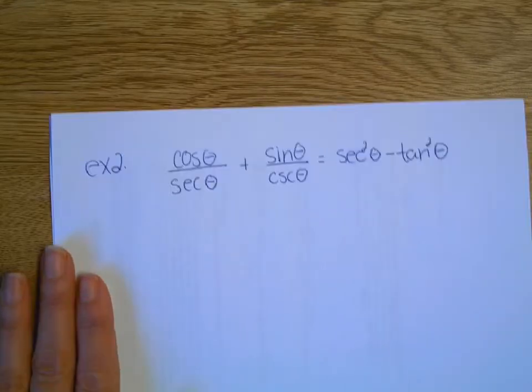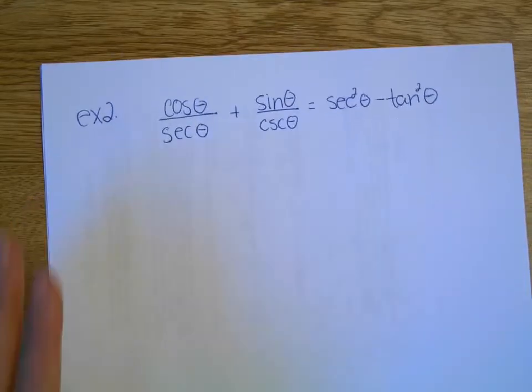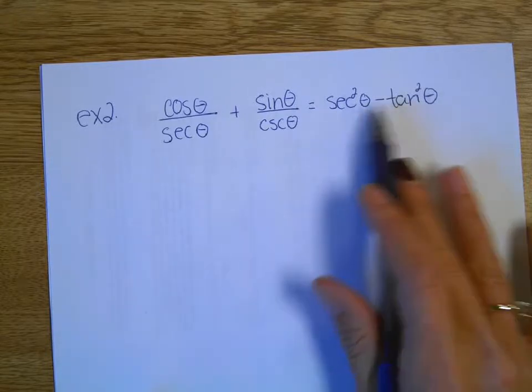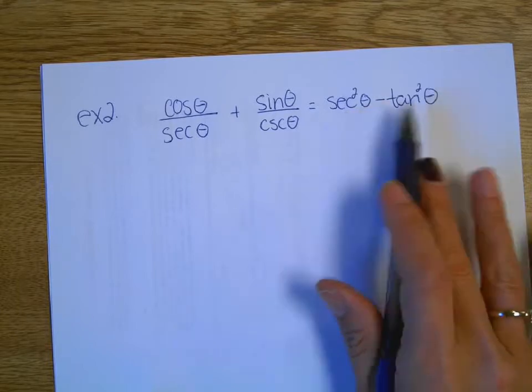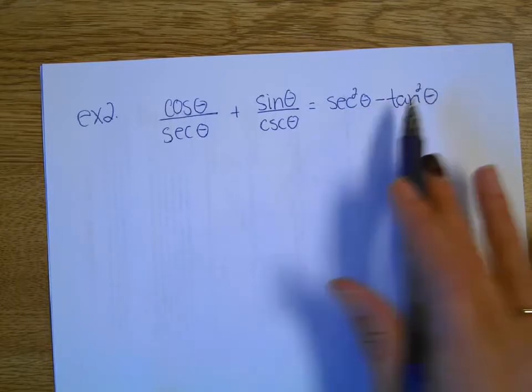Okay, here's our next one. This is a verify again. I did tell you to take the more complicated side and make it equal the more simplified side. Sometimes you can work on both sides and just get them to come out equal to each other. And the reason I say that is I see these two squared functions here. And if I look at my Pythagoreans, I think I can simplify this side.